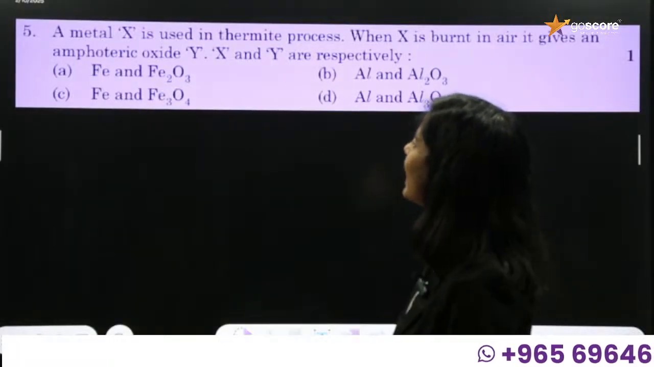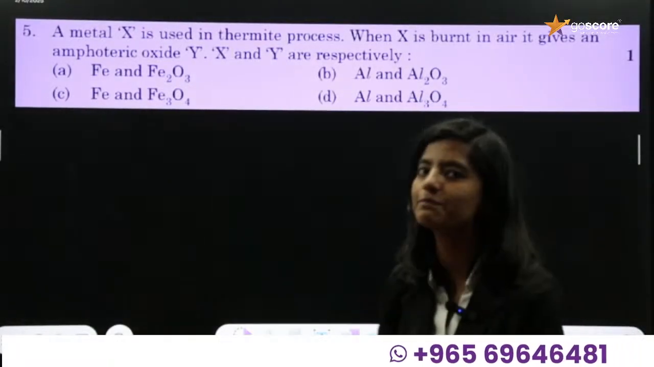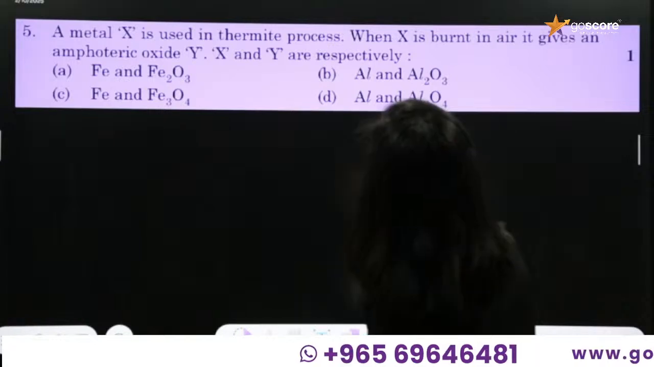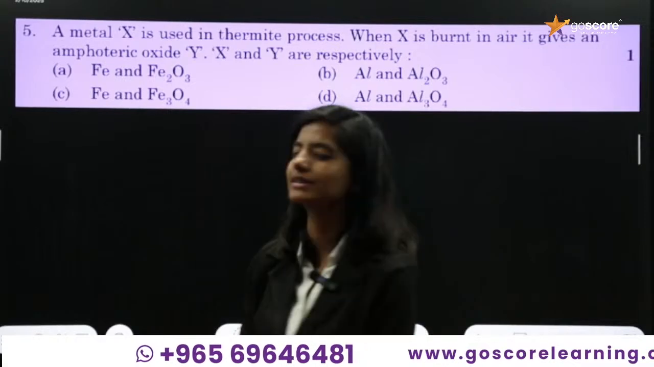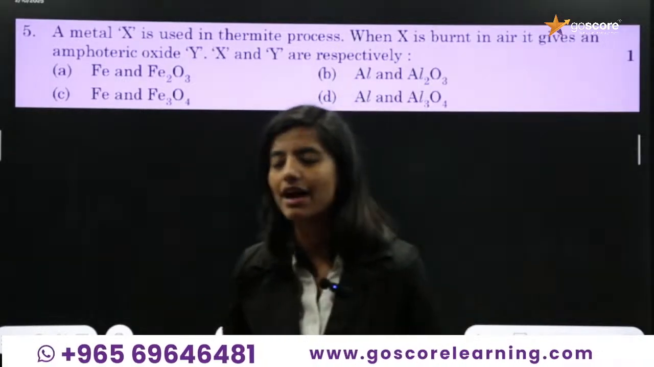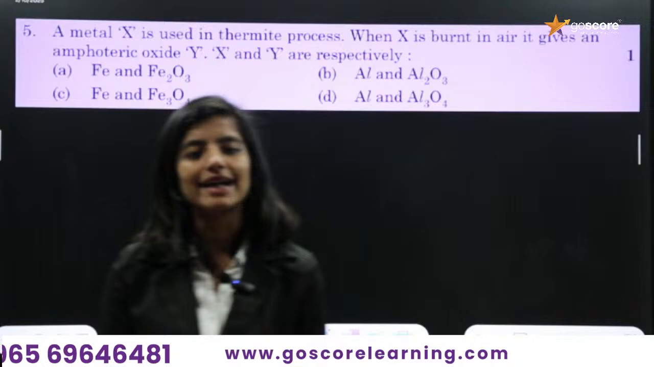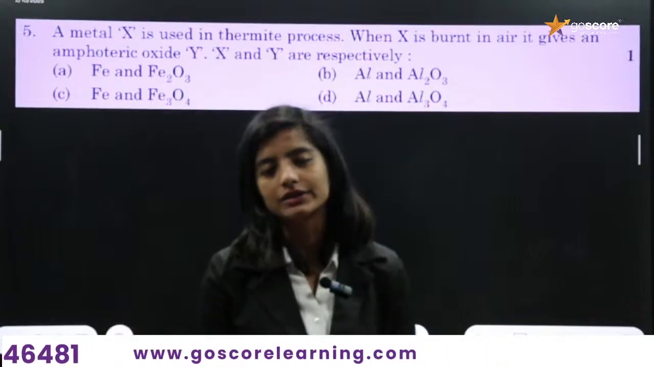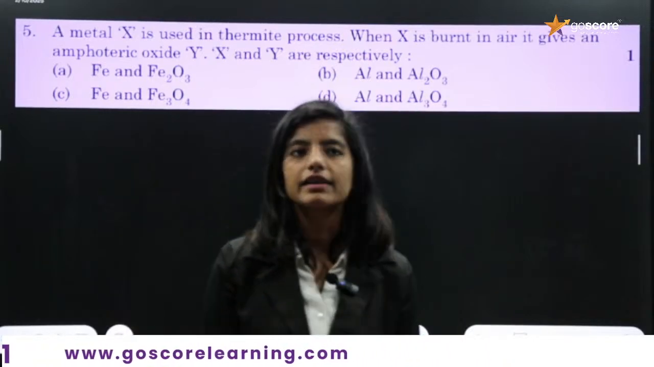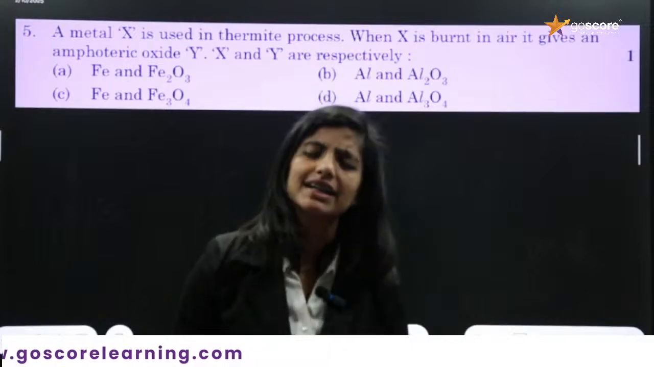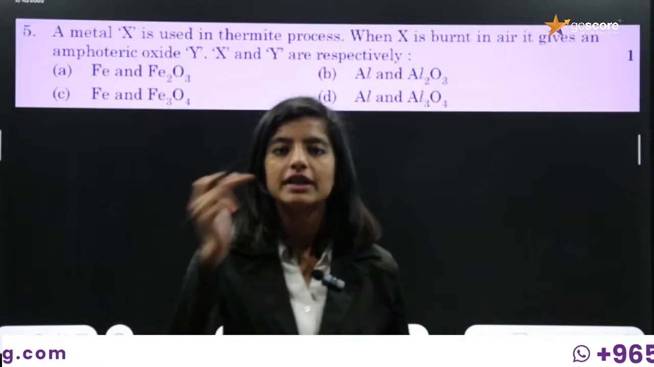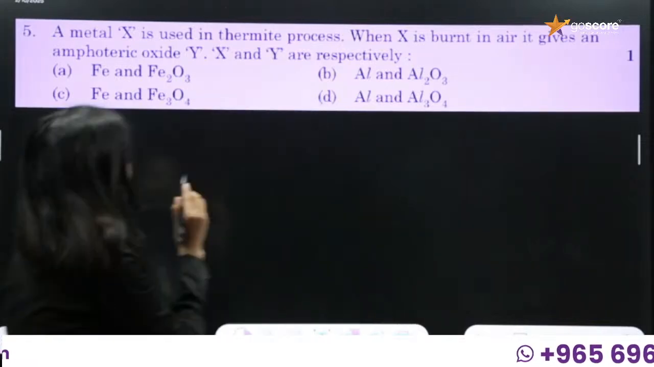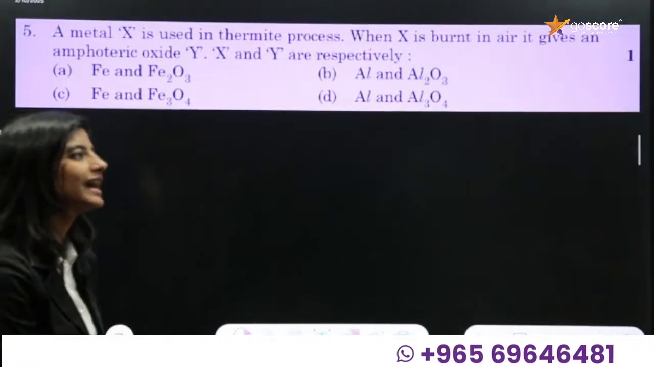A metal X is used in the thermite process. When X is burned in air, it gives an amphoteric oxide. For amphoteric oxides, you have to remember two: aluminum oxide and zinc oxide. Out of aluminum and zinc, which one is used in the thermite process? Definitely aluminum. So let's write aluminum. It's not there in the question, but it's just additional information.